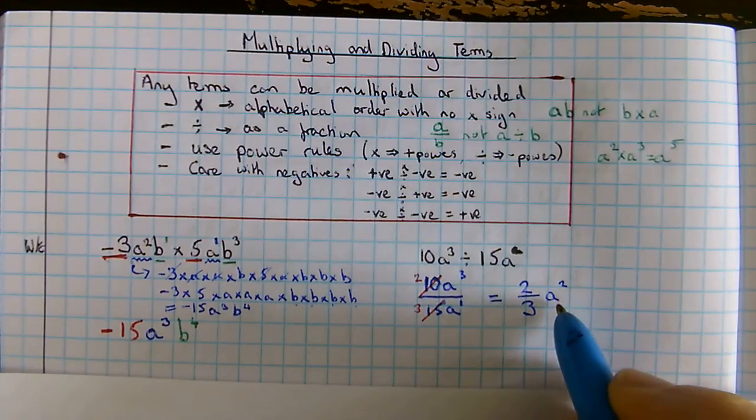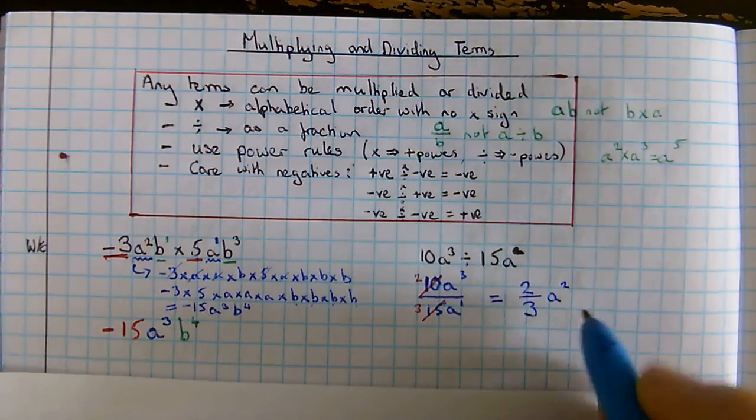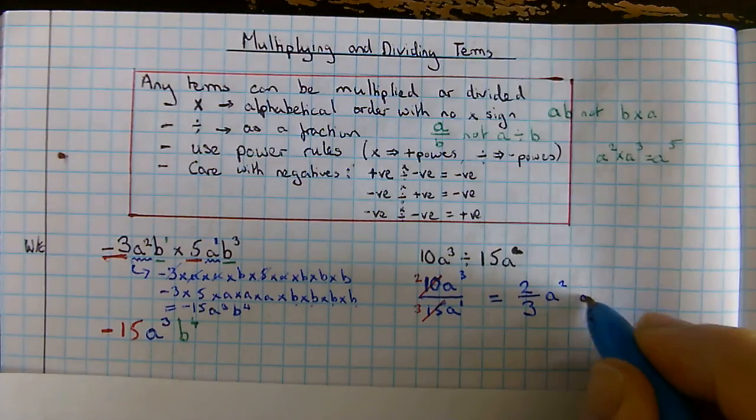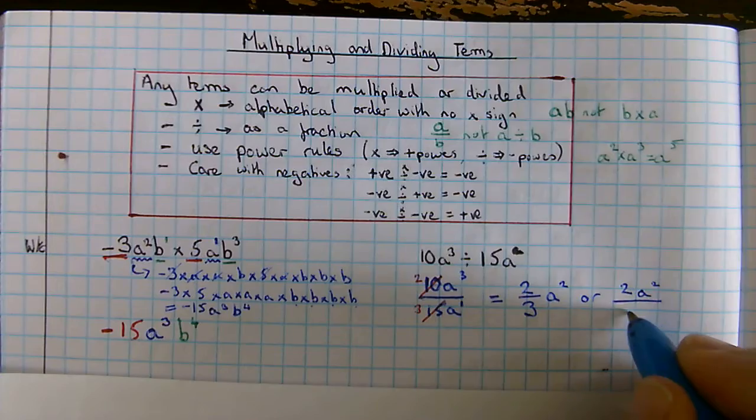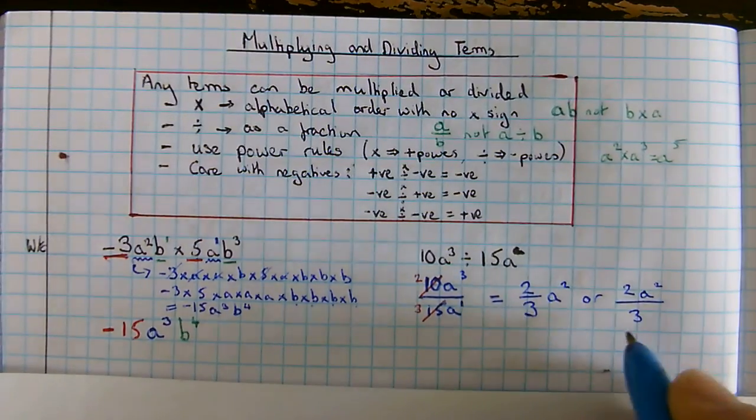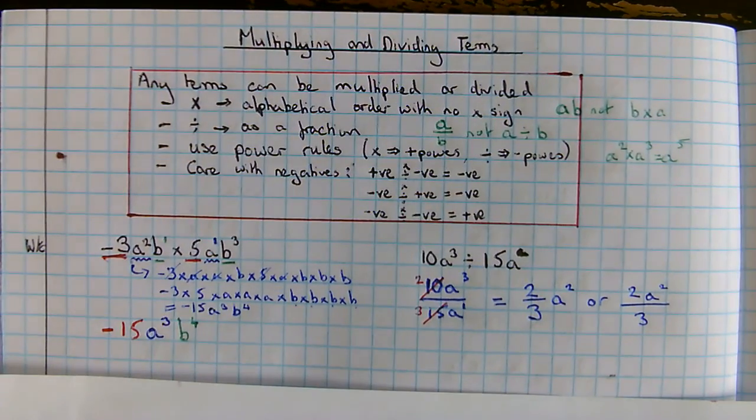Now, it doesn't matter whether that a squared is written here or whether it's written on top of the fraction. It means exactly the same thing, or 2a squared divided by 3. Either of those is an appropriate way of writing my answer.